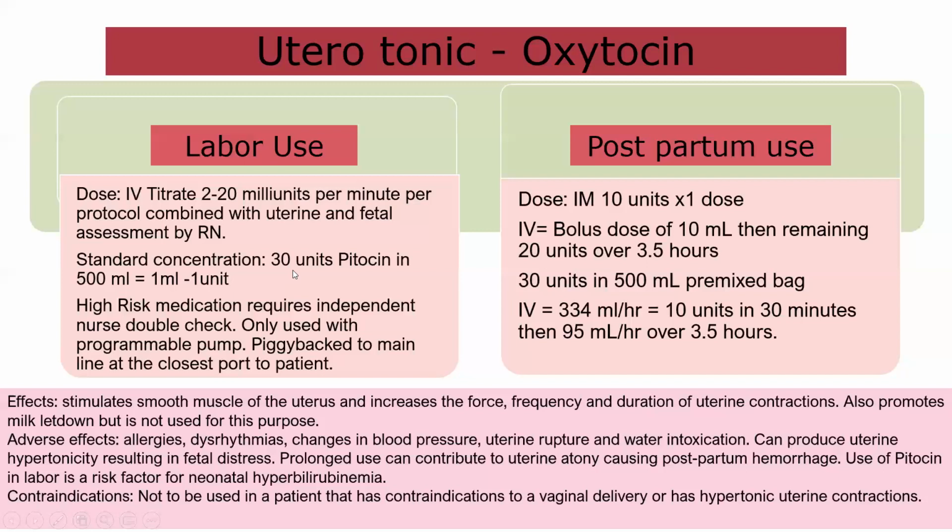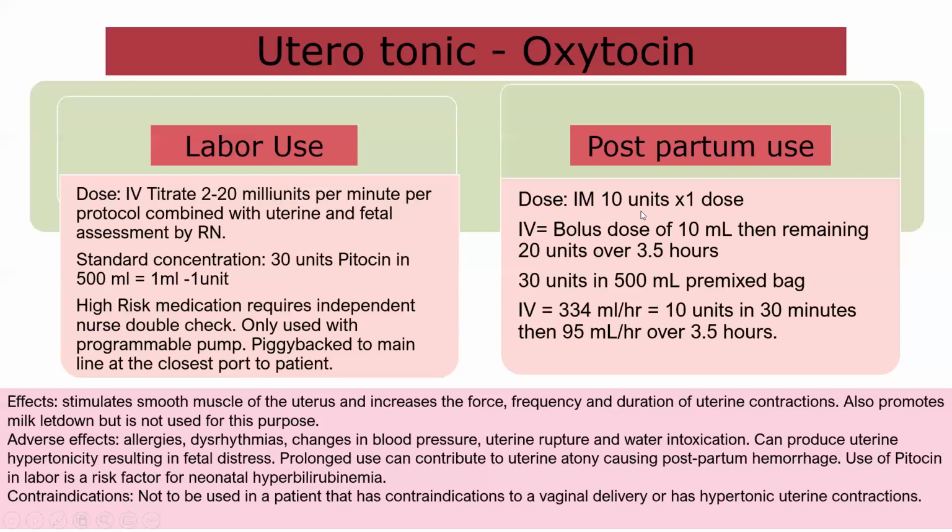So it's not to be used in a patient that has contraindications to a vaginal delivery or has hypertonic uterine contractions. If a patient is laboring and has more than 5 contractions in 10 minutes or contractions lasting more than 120 seconds, then we are already at the point where they're having too many contractions and we should not be causing more. In postpartum, they use Pitocin to help to contract that uterus right after delivery.